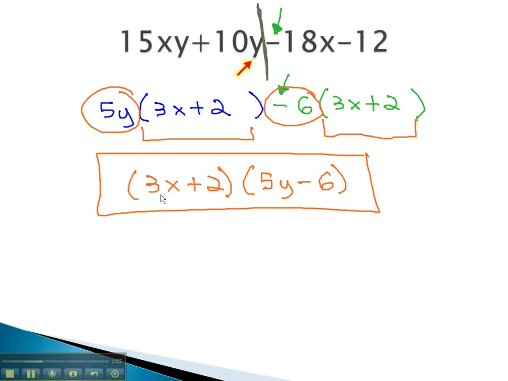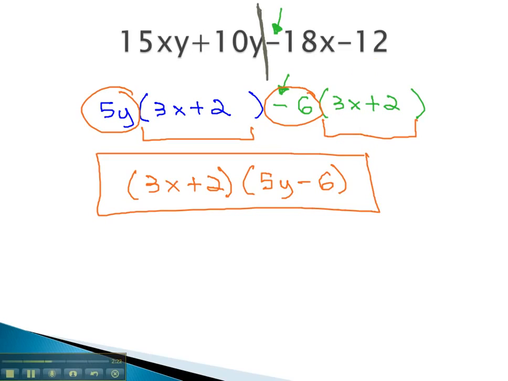We can quickly check this answer by multiplying out 3x times 5y to get the 15xy, 3x times the negative 6 to get the negative 18x, 2 times 5y to get the 10y, and 2 times negative 6 to get the negative 12.